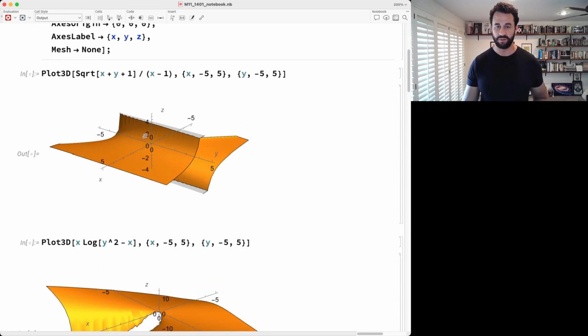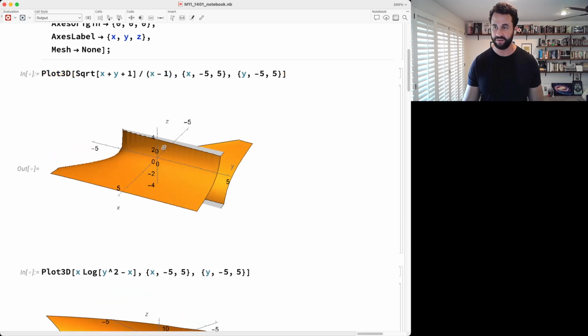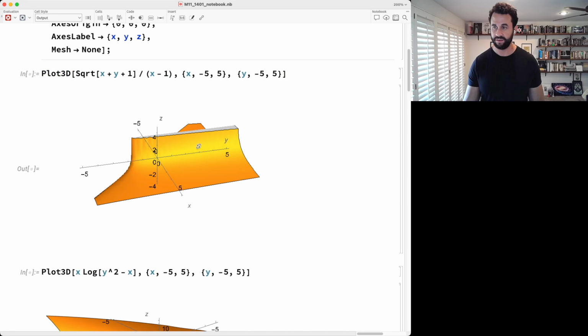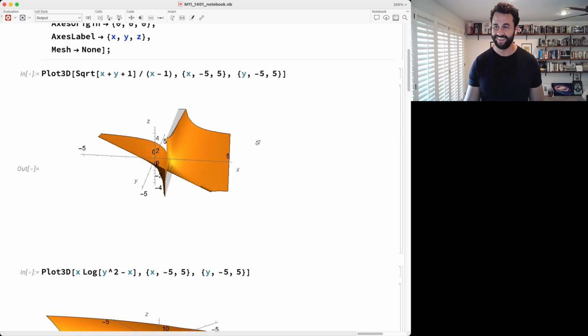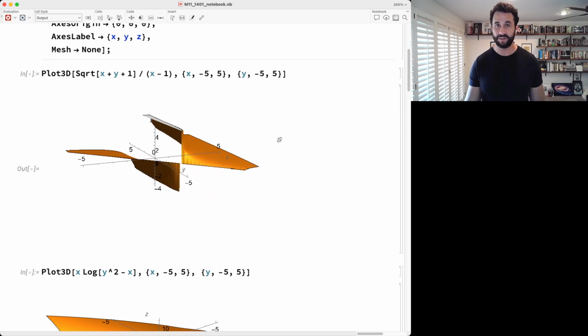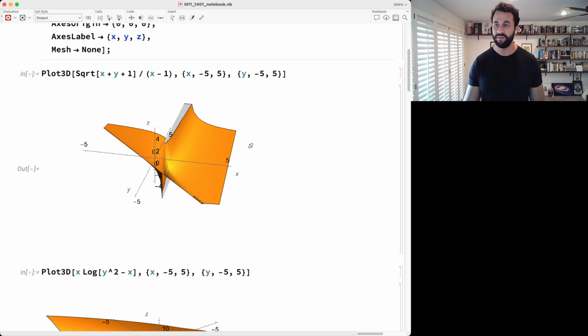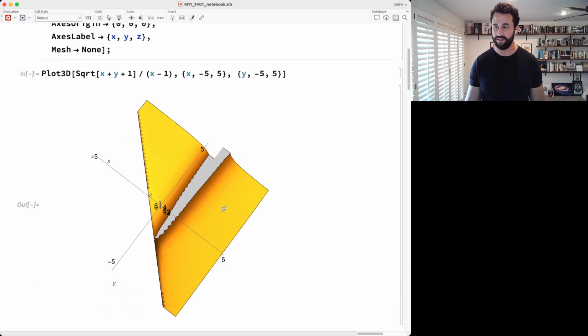Here's the first one, and we're going to investigate it just for a minute here. So this is square root of x plus y plus 1 divided by x minus 1. And I've restricted x and y just to be between -5 and 5 because we got to choose a restriction. So here's the picture right here. I'm just going to turn things a bit. There it is. I'll talk about all these details in just a second here. But first thing I want to do is turn this right side up.